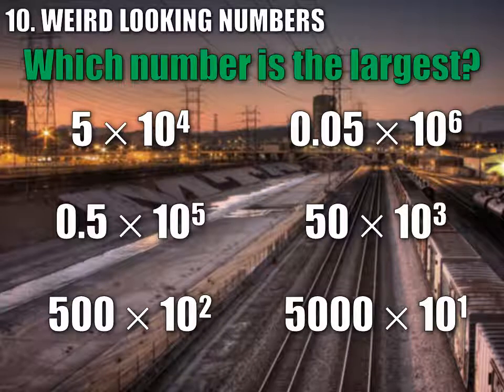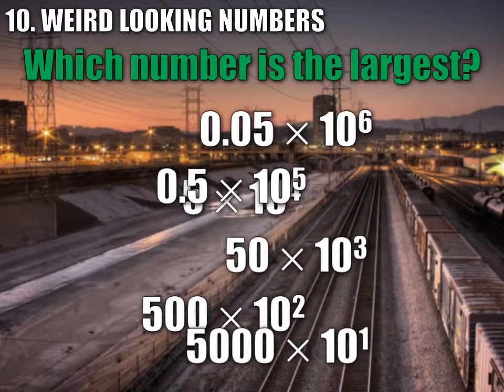Another flawed reasoning is to pick this number up here, 0.05 times 10 to the 6th. And people will pick that one because they say, whoa, it has the highest power of 10. It's 10 to the 6th power. The one with the highest power is the largest number. And that reasoning is also flawed.